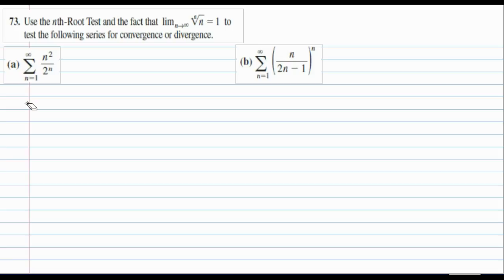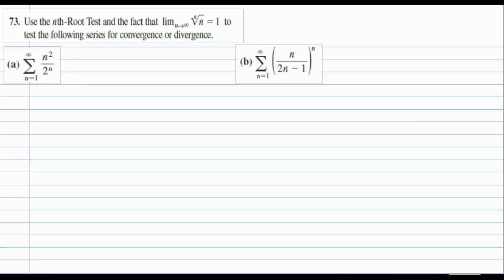So we'll take a look at one of the exercises, number 73 from 9.4, and look at A as our example and B as our now try. A is asking to find the convergence or divergence of this series right here, and I see I have 2 to the nth power in the denominator.